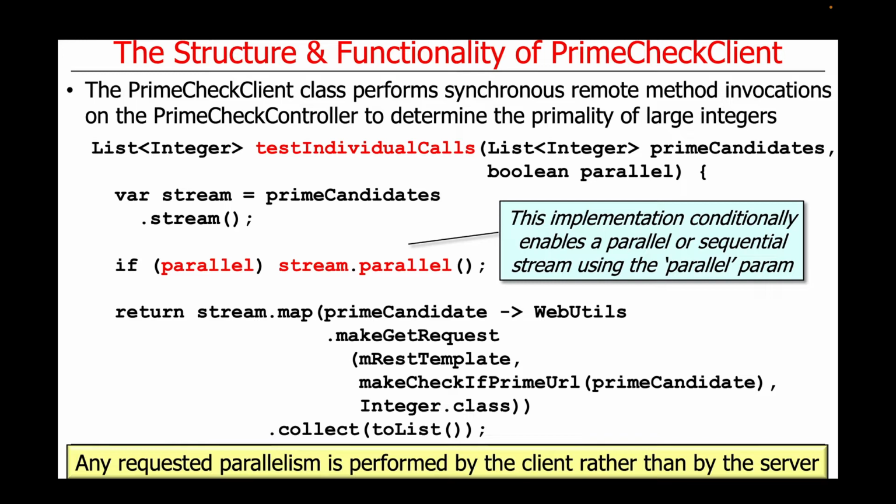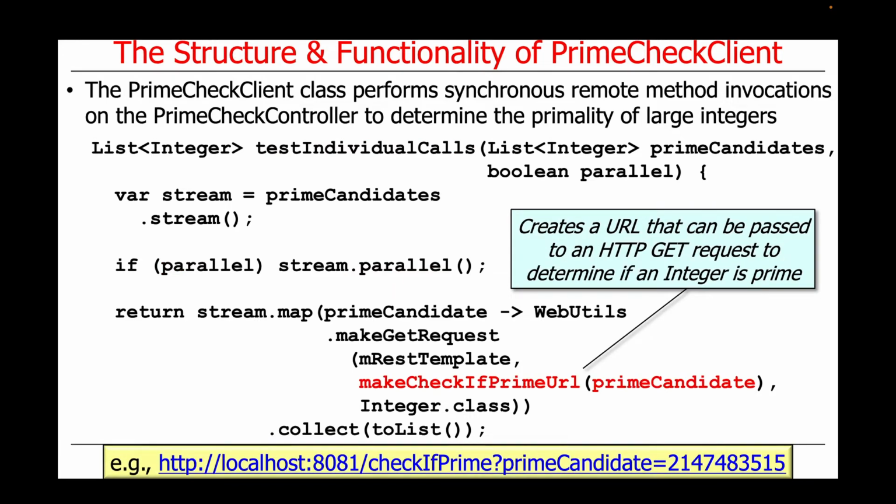We'll see that that's going to change with the other method, the test list calls method that we'll talk about in just a moment. But in this one, test individual calls, any parallelism that's done is on the client side, not the server side. There's a little helper method here that we'll look at when we look at the source code in more detail.